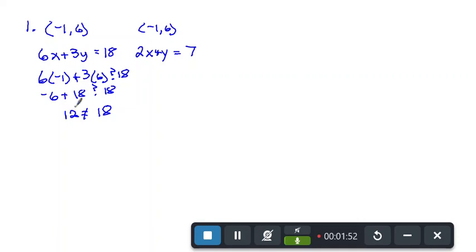So here we see that 12 does not equal 18. The fact that the left doesn't equal the right means that this point is not a solution to the system. Now, normally we would stop, because if the point is not a solution to one of the equations, then it's not a solution to the system. But in theory, if this was equal, then you'd have to do it to the other equation. So let's just do it.